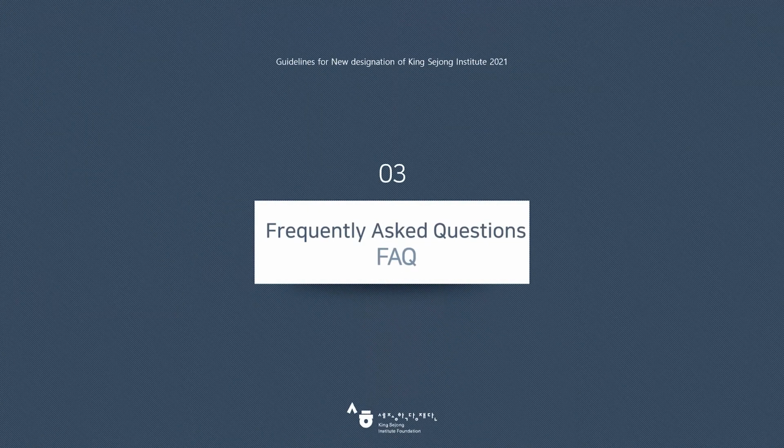So far, we have learned how to fill out the application form in detail. Let's move on to frequently asked questions, FAQ. First, let's look at the answers to the questions regarding the new designation procedure.